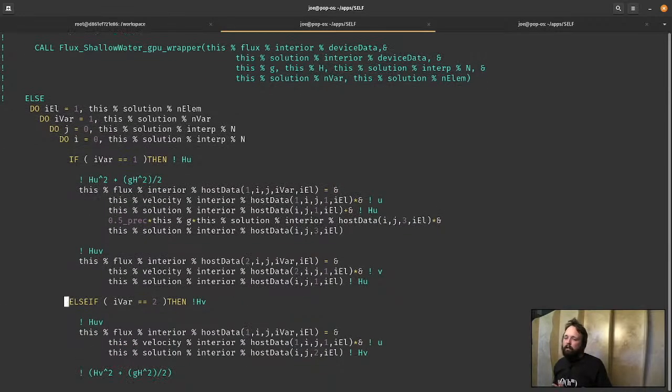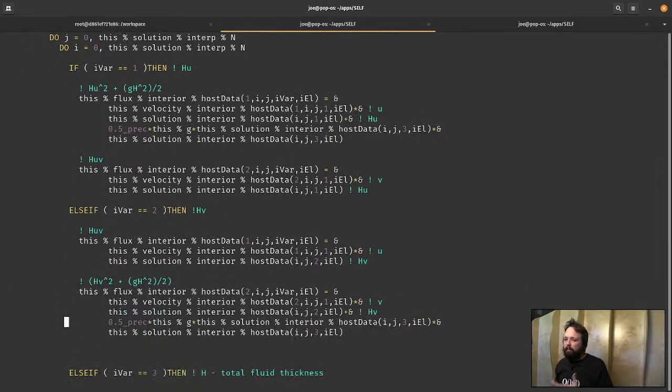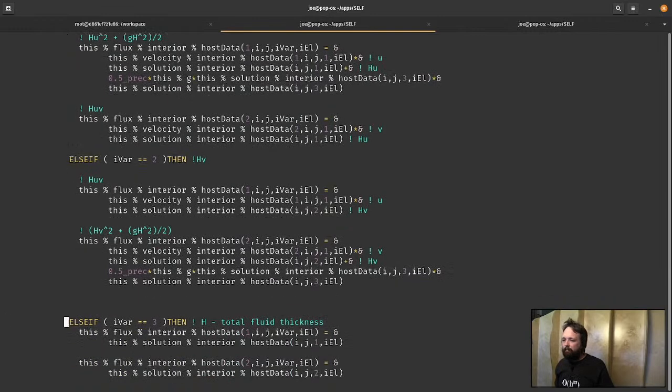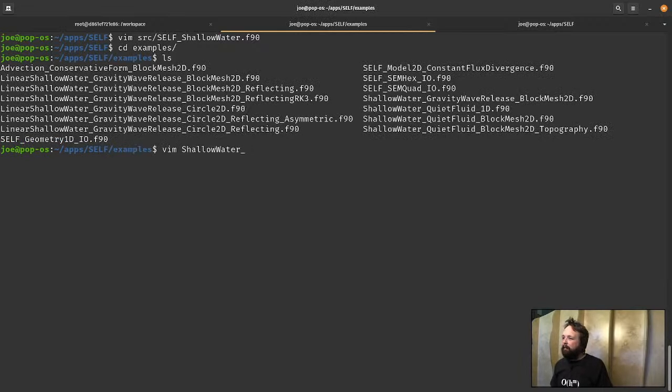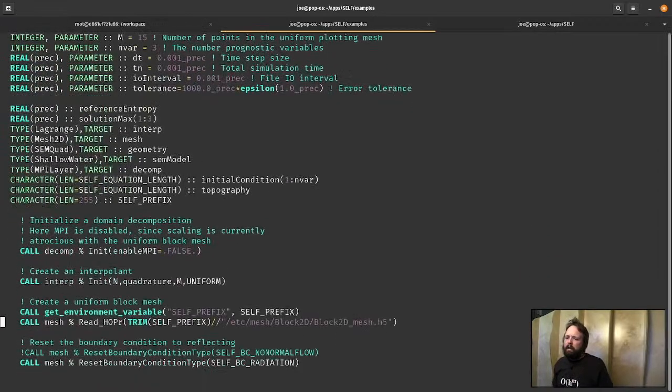But essentially, right, so we have for the U equation, we did HU squared plus the pressure gradient. We've got the advective fluxes from the V direction, right? And then, yeah, everything else from here. So essentially we have a shallow water equation solved, and we set up this example to do a quiet fluid. I think when we left off last time, I was encountering a few issues that we have since resolved on the CPU side, which is great. Let's take a look at that block mesh 2D quiet fluid.